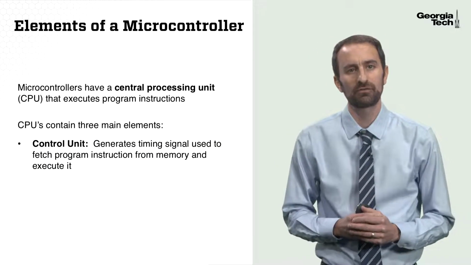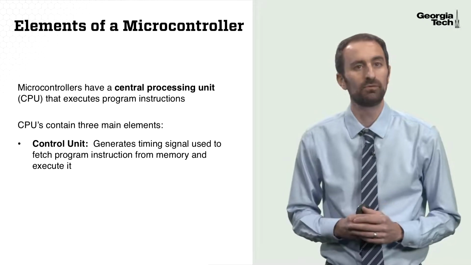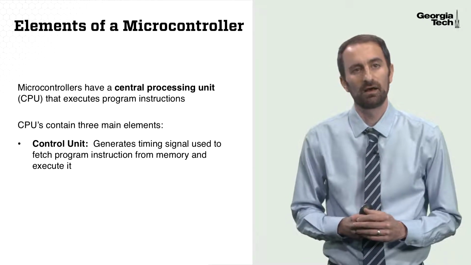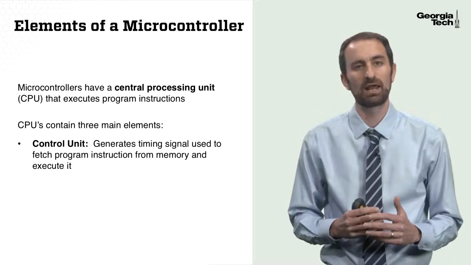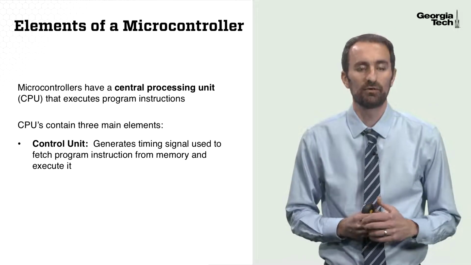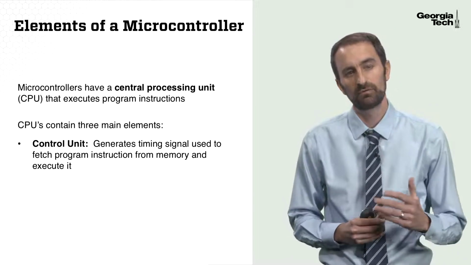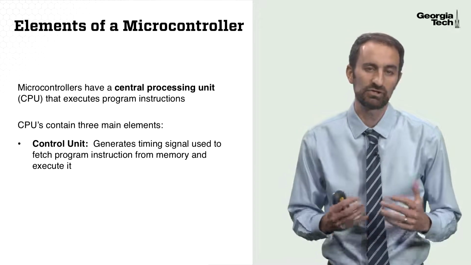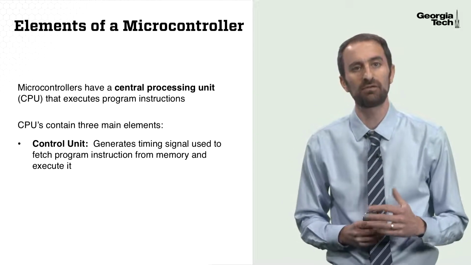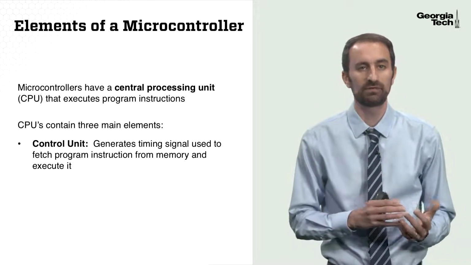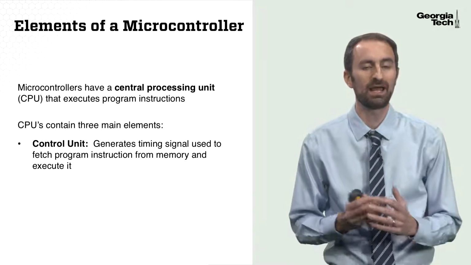Starting with the central processing unit, or the CPU, the CPU serves to execute program instructions. There's three main elements to a CPU. First, the control unit, which is typically some type of clock, and that generates the timing signal that's used to get a program instruction from memory and execute it.